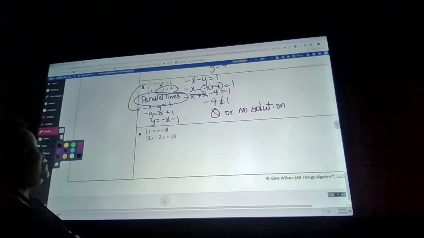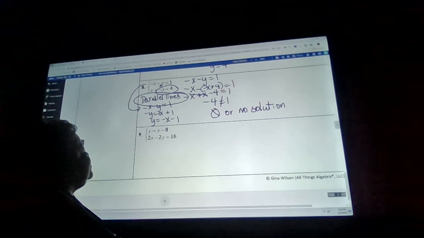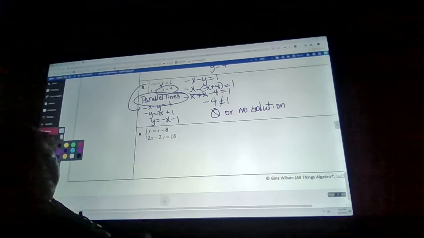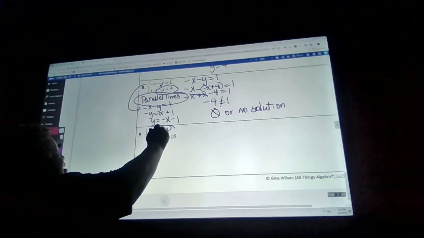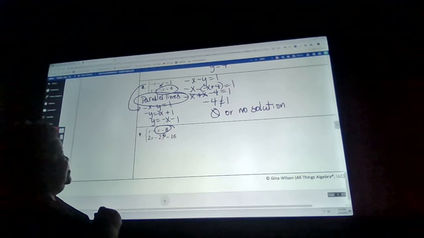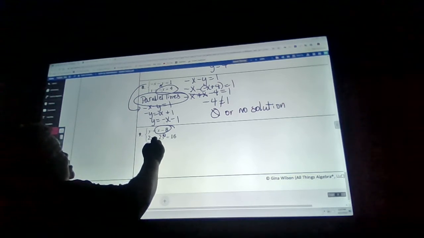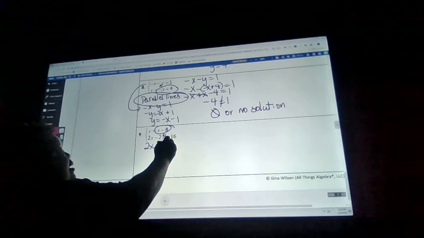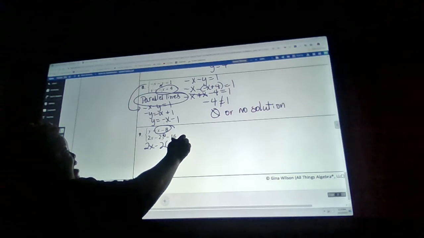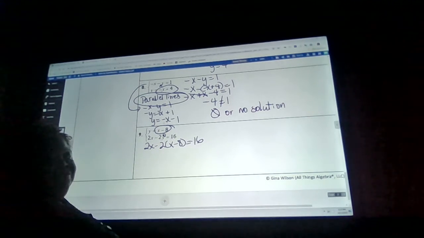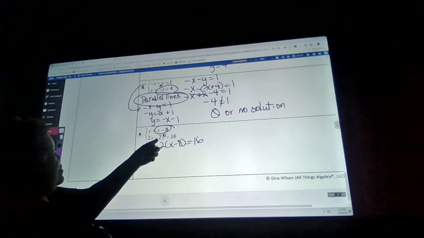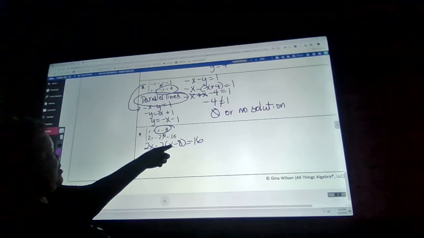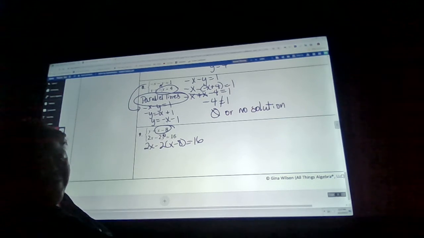All right, let's do number 9. This one is interesting. So we have y equals x minus 8, and we're going to substitute this into this equation for y. Okay, so 2 times x minus 2 times y, which happens to be x minus 8, is equal to 16. Okay, y'all see what I did? Right there, that's a minus 2 times y, so I have a minus 2 times x minus 8, because that's what y is equal to.